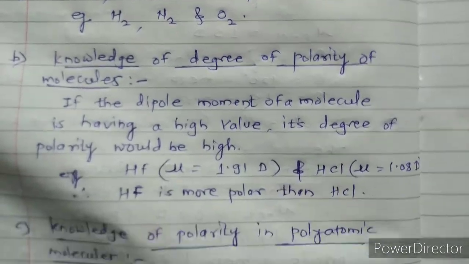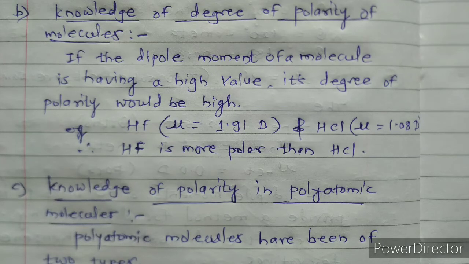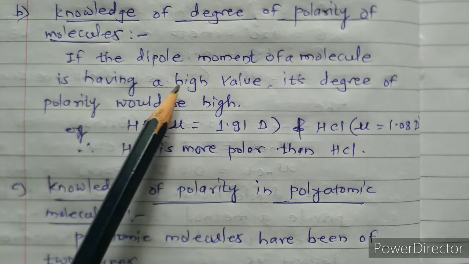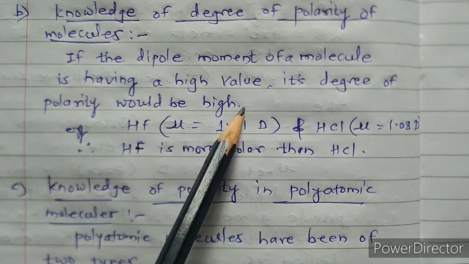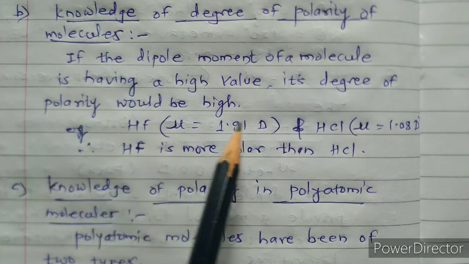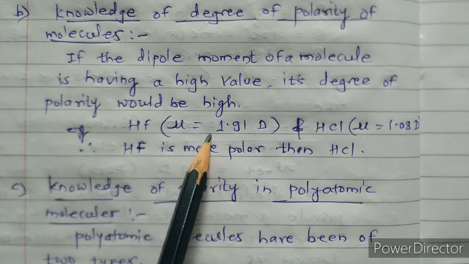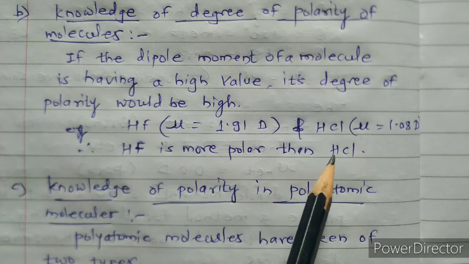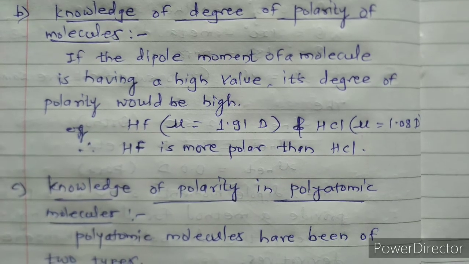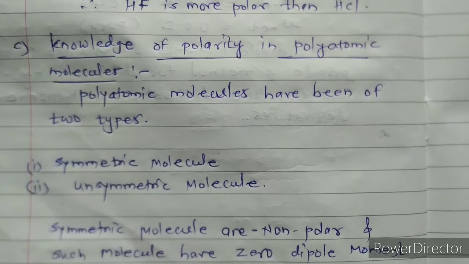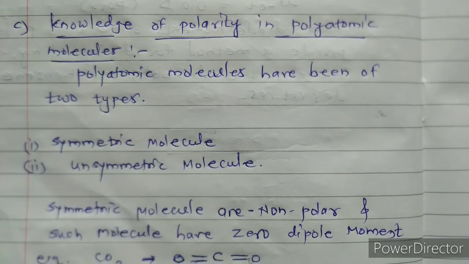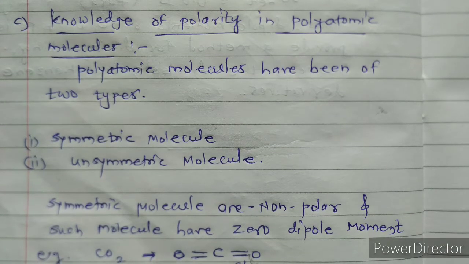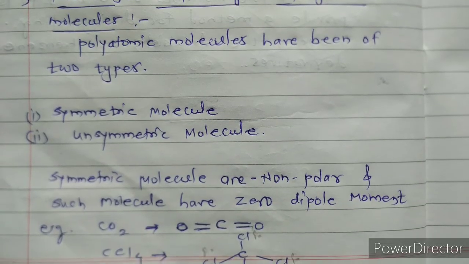Dipole moment also provides knowledge of the degree of polarity of molecules. If the dipole moment of a molecule has a high value, its degree of polarity would be high. For example, in the case of HF and HCl, the dipole moment of HF is more than HCl, meaning HF is more polar than HCl. Now again, from dipole moment we can get knowledge about the polarity of polyatomic molecules. Polyatomic molecules are of two types, symmetric molecules and unsymmetric molecules.